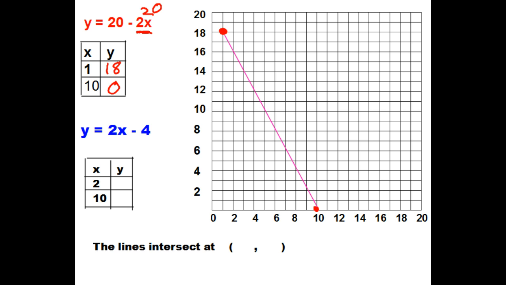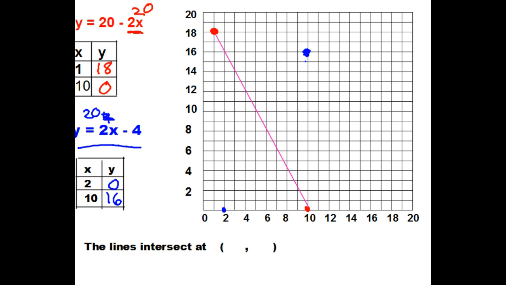Let's try the second line. y equals 2x minus 4. Put the 2 in for x. 2 times 2 is 4. 4 minus 4, 0. Put the 10 in for x. 2 times 10 is 20. 20 minus 4, 16. So I'm plotting a point at 2, 0, way down here on the bottom. And at 10, 16, right there. And connect those.